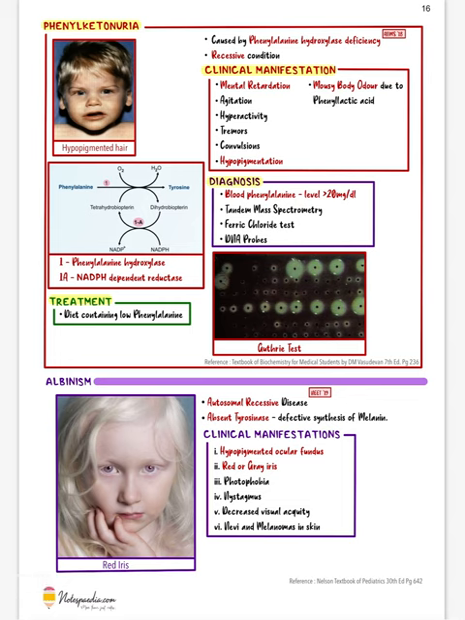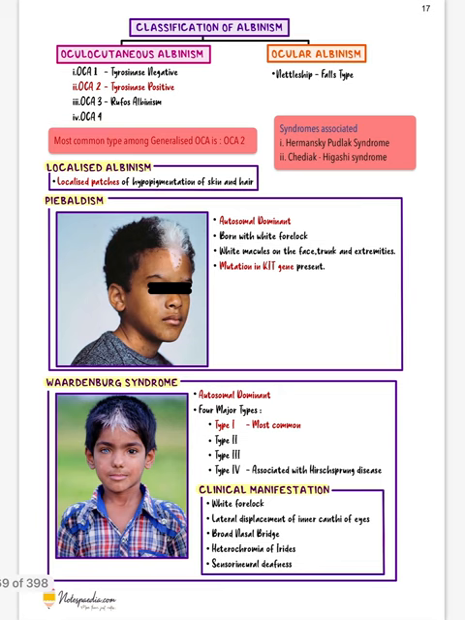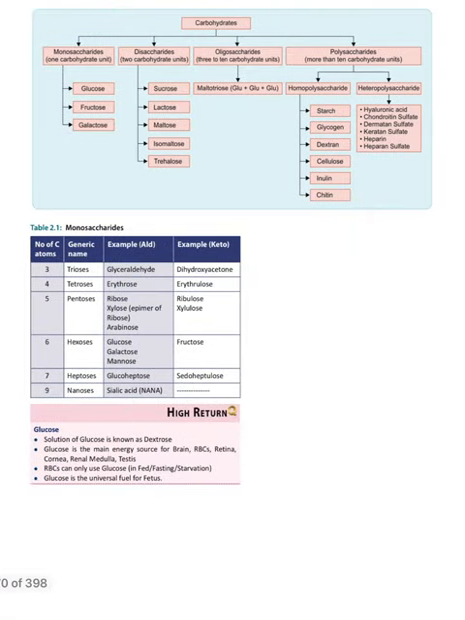Okay, see, phenylketonuria is already done, guys. We have ferric chloride, we have blood phenylalanine, we have mousy odor, phenylalanine hydroxylase, and it was autosomal recessive, guys. Albinism, we have already talked about, autosomal recessive, and there is defective synthesis of melanin. Okay, and two syndromes, piebaldism and Waardenburg syndrome, not so important, guys.